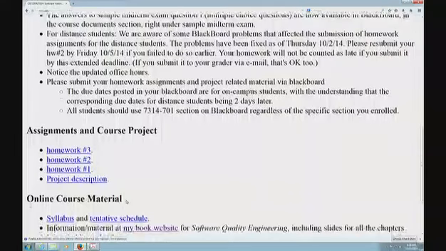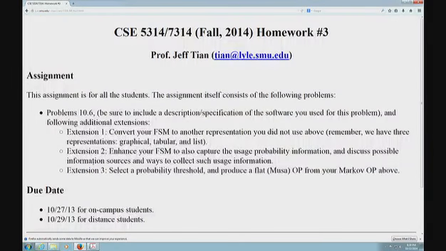If you look at our class webpage, I have just posted homework number 3. That is basically the things related to last week and this week's content and related to chapter 10. Essentially, problem 10.6 asks you to construct a finite state machine for something you're familiar with, typically a kind of menu-driven software you're familiar with. When you construct that, I want you to include a description and specification of the software you used for this problem, and then construct your finite state machine.